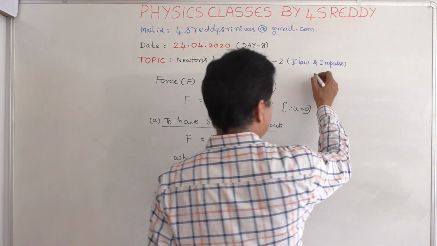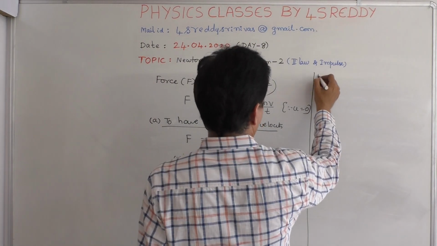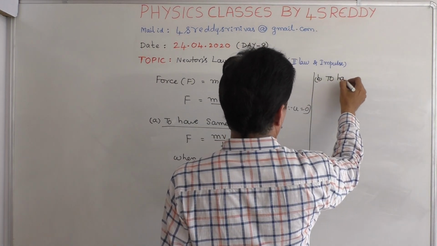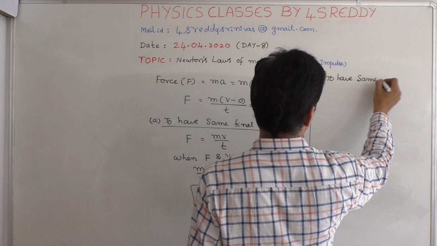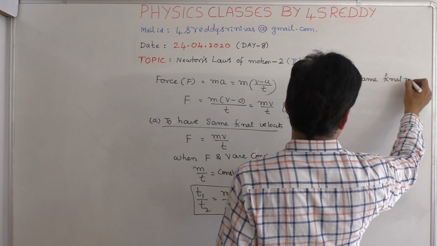The second one is the B bit, to have the same final momentum.